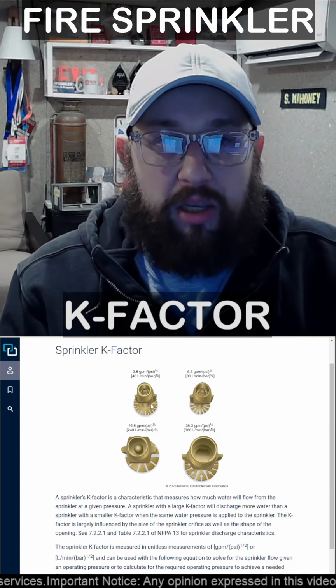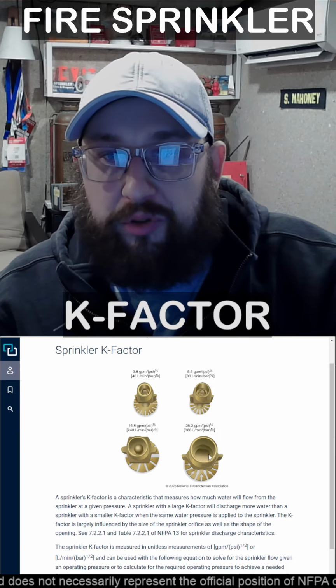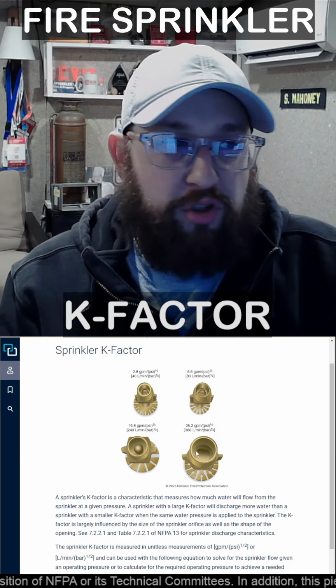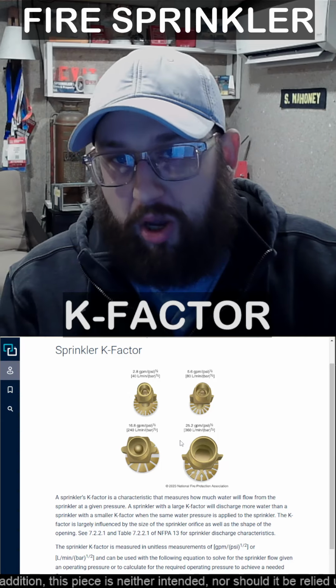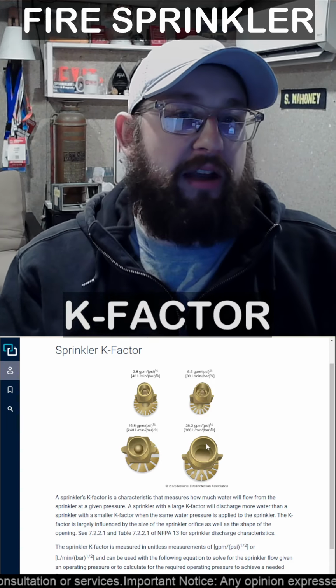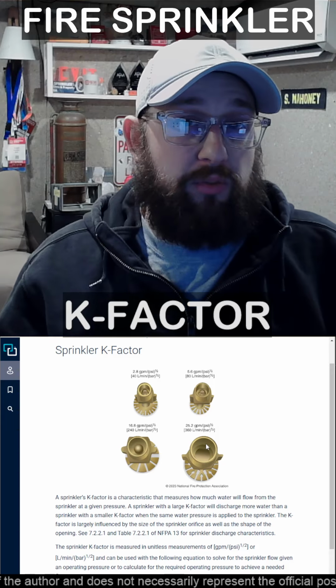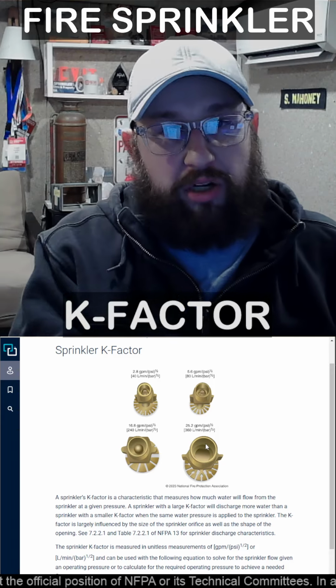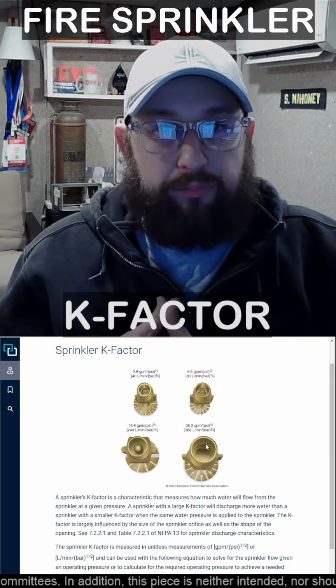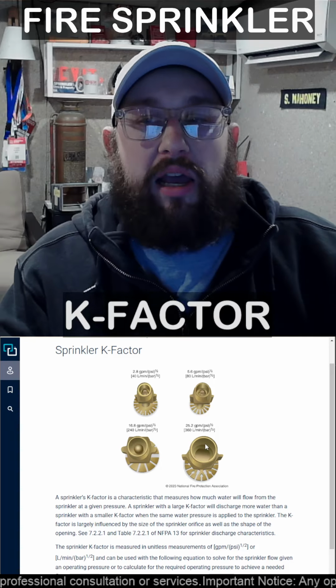So if we look here, we've got a K factor of 2.8 all the way up to a K factor of 25.2. So we see that the 2.8 is pretty small, 25.2 is pretty big. Now, the K factor comes into play specifically for design when we're designing a sprinkler system to understand, given the pressure, what's that water flow that's coming out.